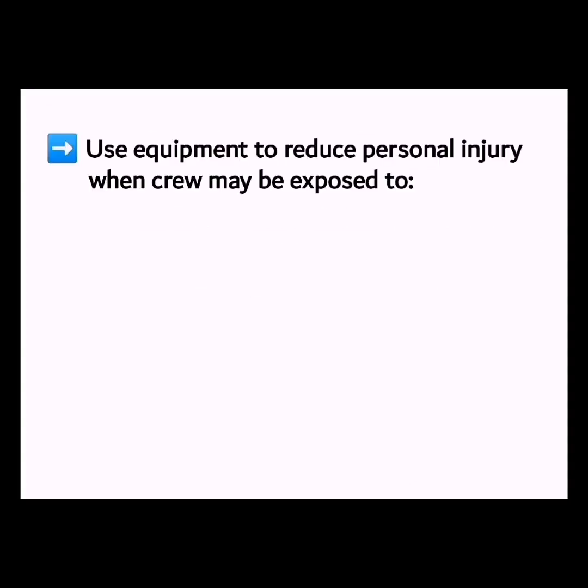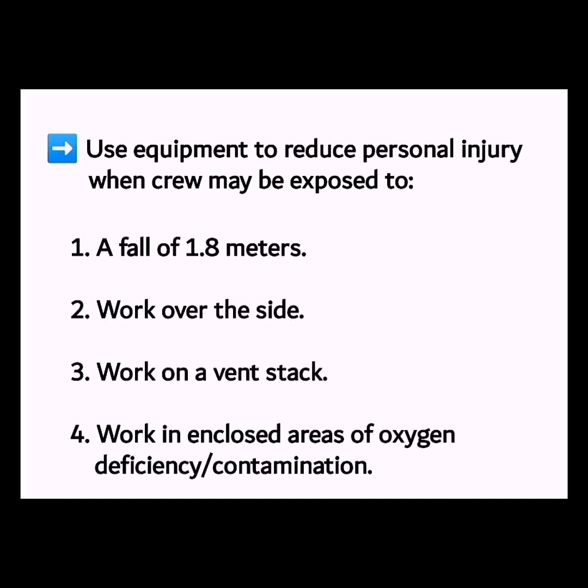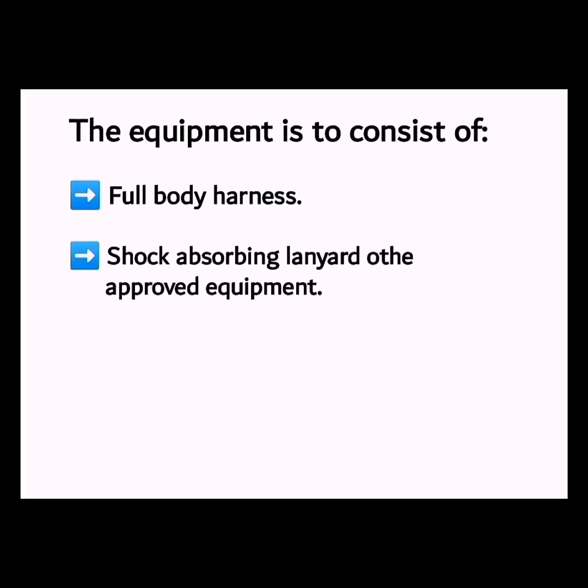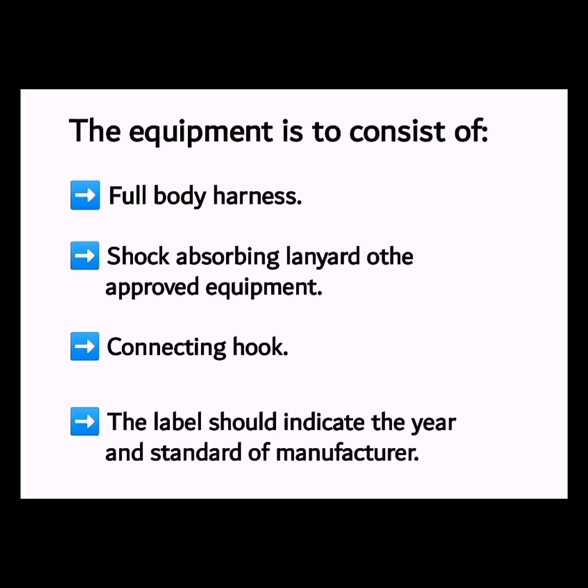Fall protection. Use equipment to reduce personal injury when crew may be exposed to: 1. A fall of 1.8 meters. 2. Work over the side. 3. Work on a vent stack. 4. Work in enclosed areas of oxygen deficiency or contamination. The equipment consists of a full body harness, shock absorbing lanyard or other approved equipment, and connecting hook. The label should indicate the year and standard of manufacture.